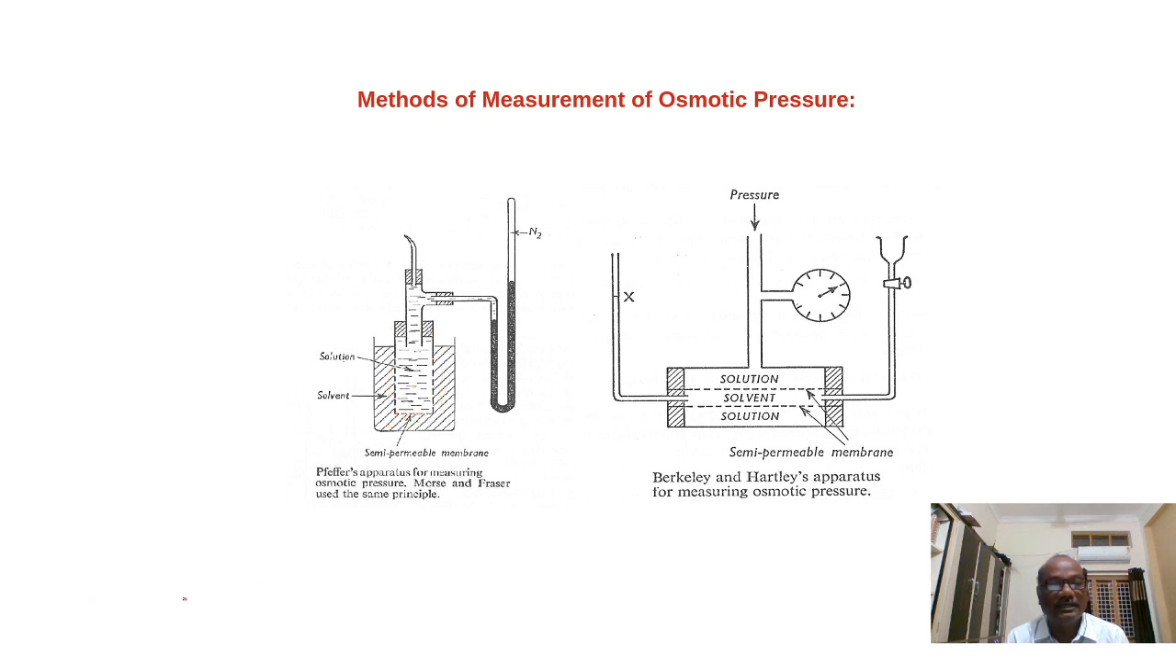Next, we see the second method, the Berkeley-Hartley apparatus. This is a container made from gunmetal, which can withstand high pressures. It has an inner tube whose walls are again deposited with a semi-permeable membrane. Here you can see these are the walls of the container inside.